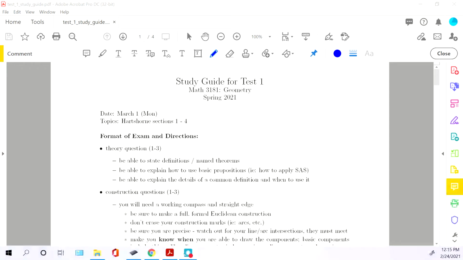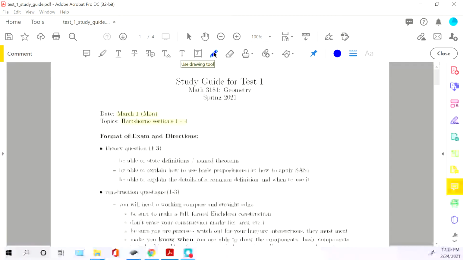Alright, so let's look at a review for test 1. First thing is making sure that you know when it is. Our test 1 is this upcoming Monday, and in terms of the sections that it's going to cover, it'll cover essentially everything that we'll talk about with classical geometry.